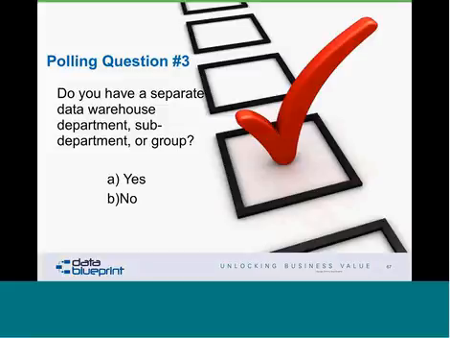Here's our third question we're interested in. Do you have a separate data warehouse group, or are they integrated with everything else that you have in the organization? Again, another quick minute on that, and then we'll get to some closing remarks.